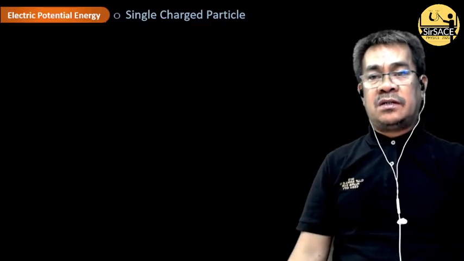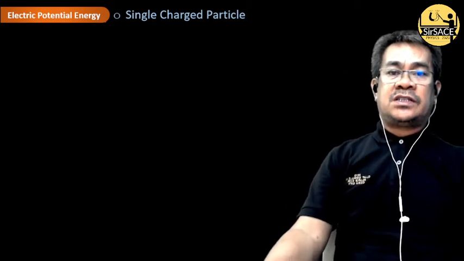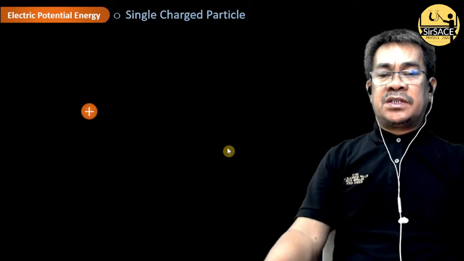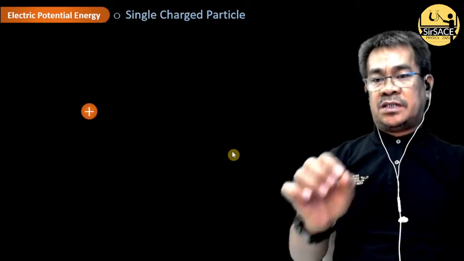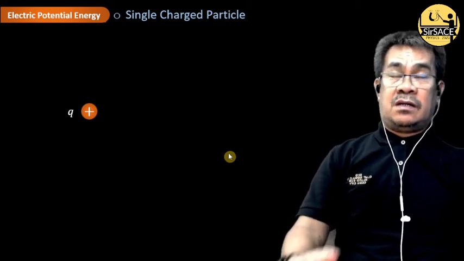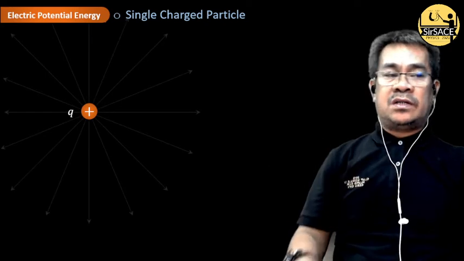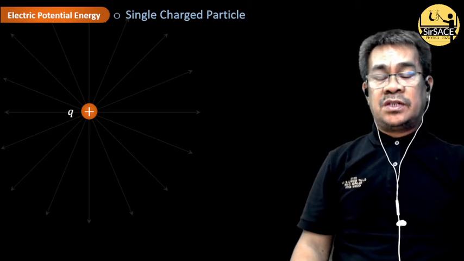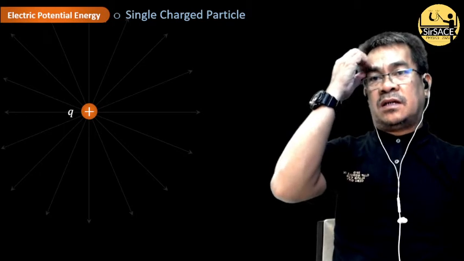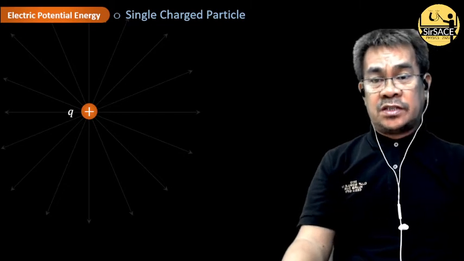Let's start with the electric potential energy of a single charged particle. Consider a positive charge placed in a certain space, whose magnitude is Q, with a unit of coulomb. Take note that this generates an outward distribution of charges, which we call the electric field, or the intensity of electric force with respect to a certain point charge.